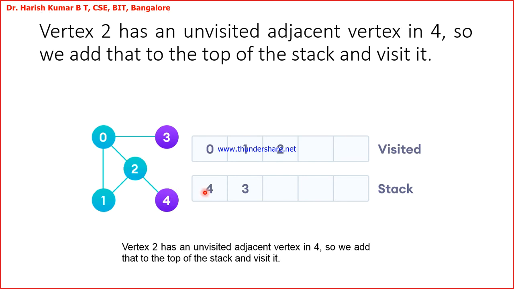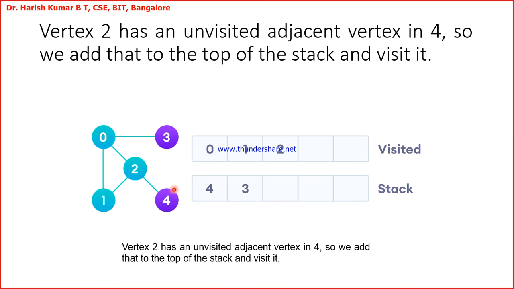I'll show you here. So 2 is visited and 4 gets added on top of the stack. Okay, people are following? Yes, sir. See, vertex 2 has an unvisited adjacent vertex, 4. So we add that to the top of the stack and visit it. So after 2, which one is the top? 4. 4 is the top.